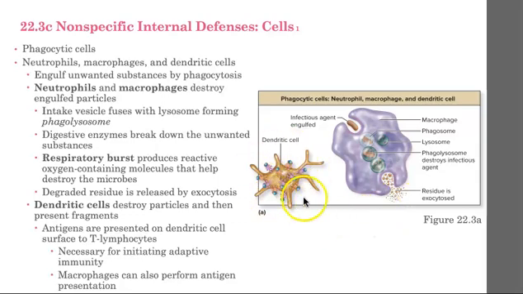Then we have our dendritic cells here. These will destroy particles and present the fragments. Remember, I said that this was called an antigen presenting cell, and the macrophages will also do the same thing. And these antigens are presented to our T lymphocytes that will work within our adaptive immune system. So even though the dendritic cells are very active in our innate system, this is how we are linking it over to the adaptive system so we can start getting it to work within the next few days.